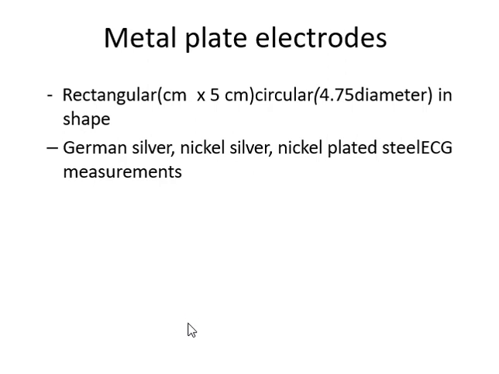Metal plate electrode materials used are copper, graphite, titanium, brass, silver, and platinum. Metal plate electrodes are rectangular, 3 centimeter by 5 centimeter, and circular, 4.75 centimeter in diameter. German silver and nickel plated shields are used as the metal for ECG measurements.